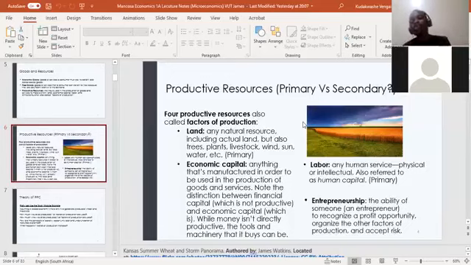Then the last factor of production that we have is what we call entrepreneurship.